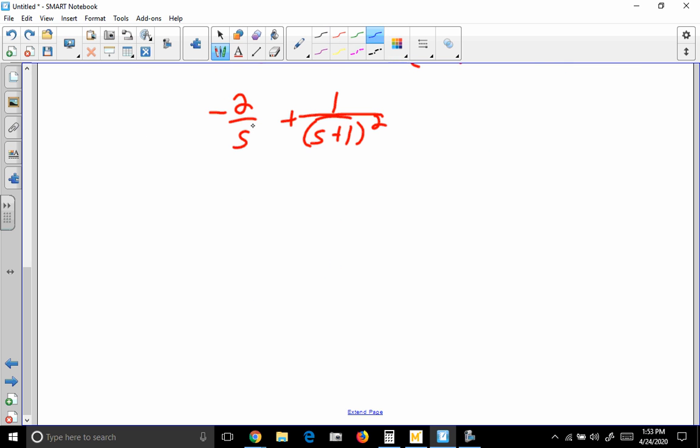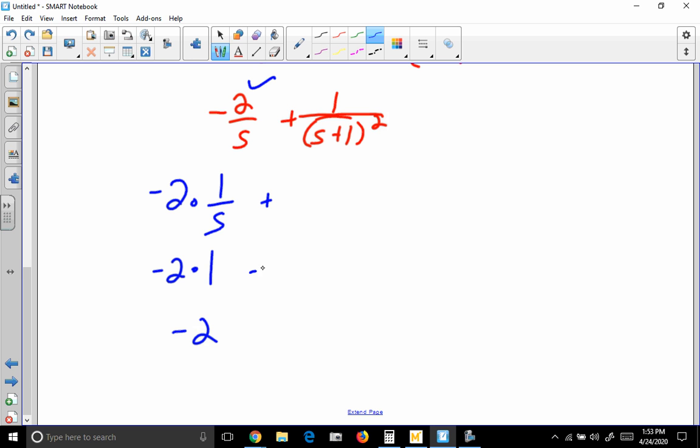So let's start with the first one. -2 we can pull out front. And if we transform 1 over s, remember 1 over s came from transforming 1. So 1 over s transforms back into 1. So that takes care of that one.